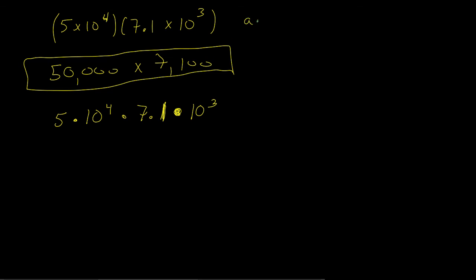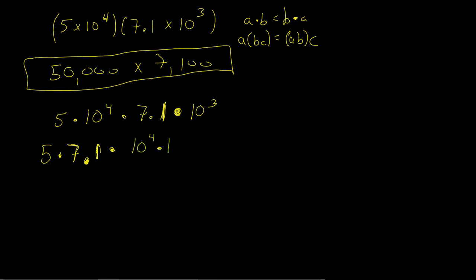Now, our property of real numbers told us that our order of multiplications didn't matter. A times B is equal to B times A. And how we associated didn't matter. Right? They're the commutative and associative properties of multiplication. So I can line these up any way I want. The way I'm going to, this is the decimal point on the 7.1. So I will put the numbers that aren't 10 together: 5 times 7.1 times 10 to the fourth times 10 to the third.